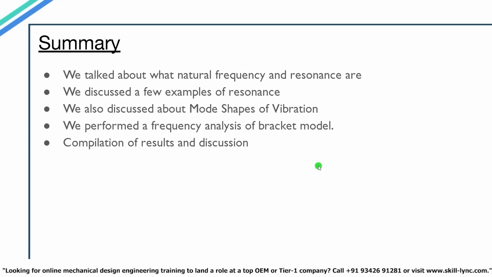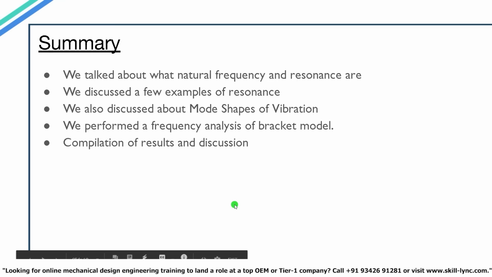So in the beginning of this video, we first talked about what natural frequency is and what resonance is. After that, we had a brief discussion on the different examples of resonance. And after that, we had a discussion about mode shapes of vibration. Once we were done with that, we performed a frequency analysis for a bracket. And then in the end, we compiled the results and had a brief discussion on the resonance frequencies of each of those brackets.